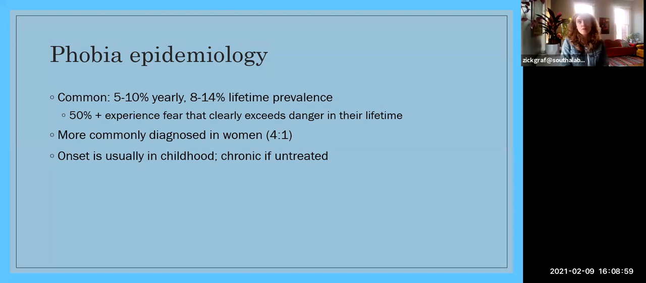In addition to that, phobias are often a lifelong affliction because they begin in childhood. And as I may have neglected to mention on the epidemiology slide, somewhere between 30 and 40% of people with anxiety disorders are able to access treatment, leaving 60 to 70% of people with untreated anxiety, including phobias.